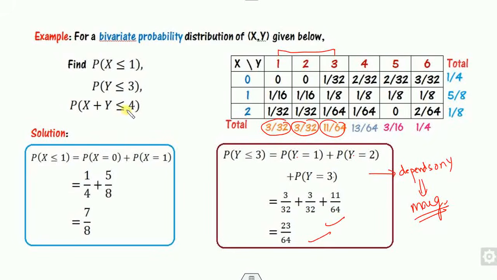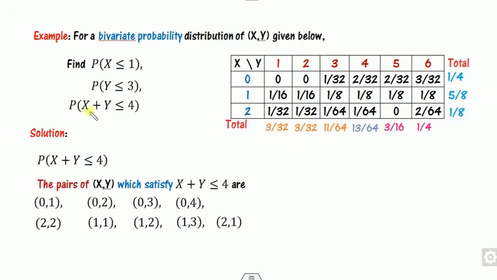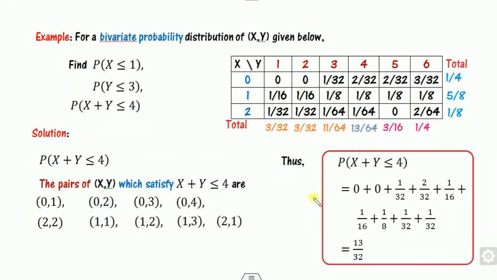Now, x plus y less than or equal to 4. These are the values of x, and these are the values of y. You have to first identify all those pairs which satisfy this condition. Look at that: does this pair satisfy it? Yes. 0, 2, yes. 0, 3, yes. 0, 4, yes. 0, 5 is not satisfied, and so on. So you can find all those pairs. Now what are the required probabilities? The total of them. The probability of this is 0, the first answer. The probability of 0, 2 is 0, the second answer. The probability of 0, 3 is 1 by 32, the third answer, and so on. You will get this answer.